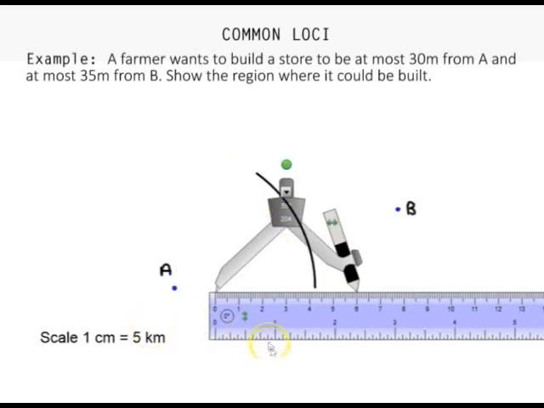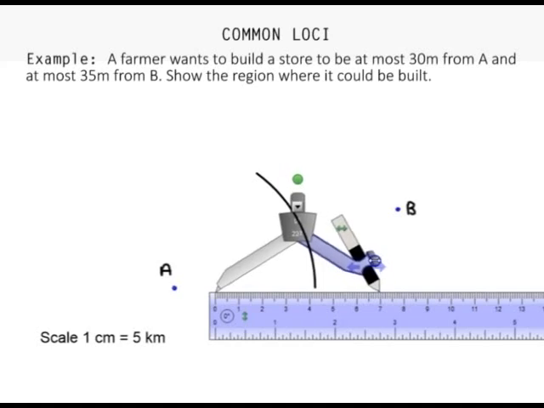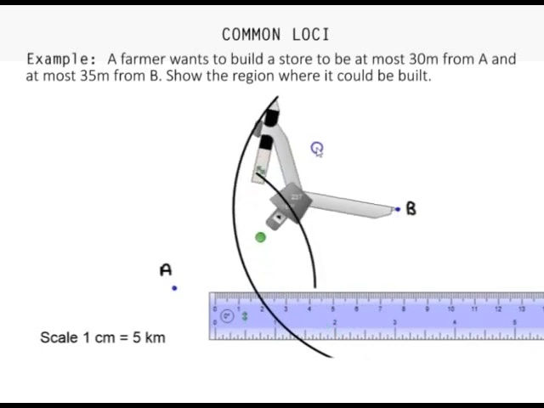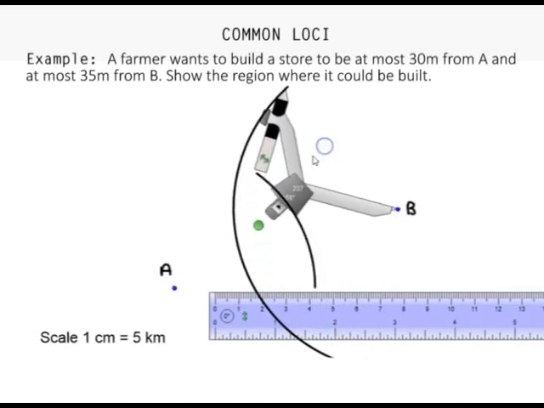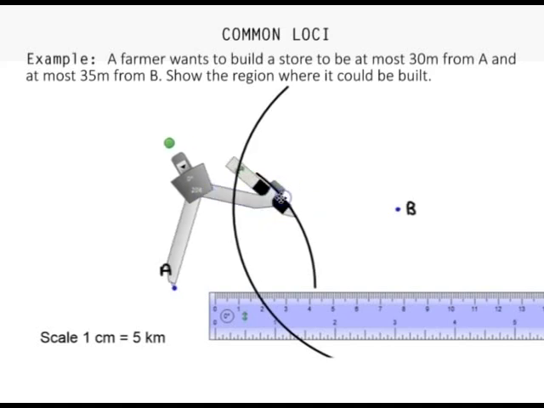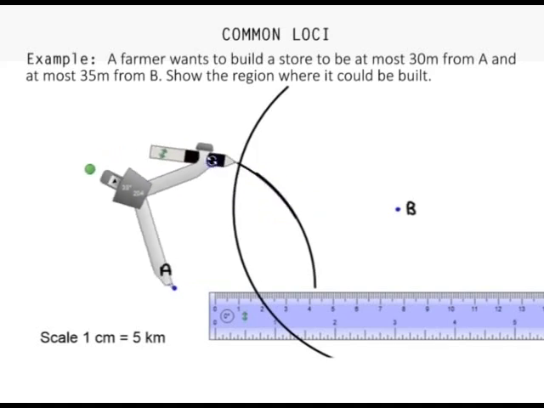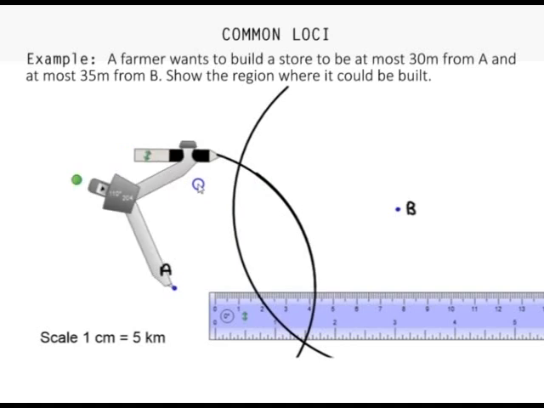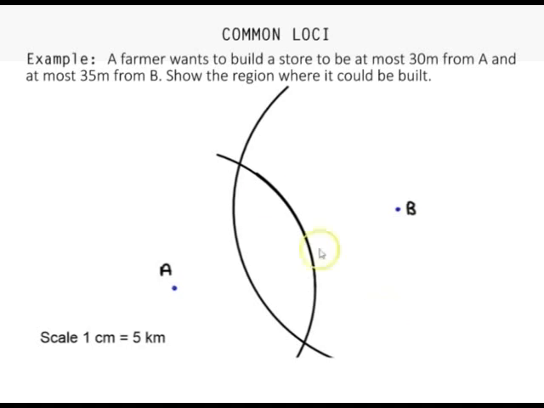35 meters from B. That will be 7 centimeters on the ruler. Go to B and draw an arc. Looks like my first arc isn't large enough, so I will have to enlarge it. That's okay. We don't need these tools anymore. So the store can be positioned anywhere in this region.